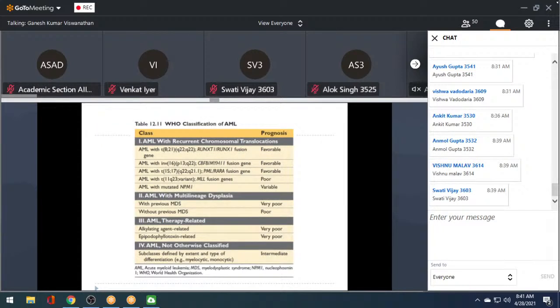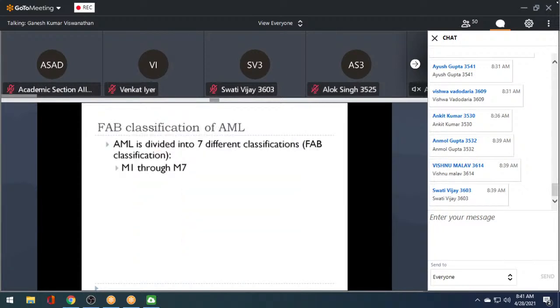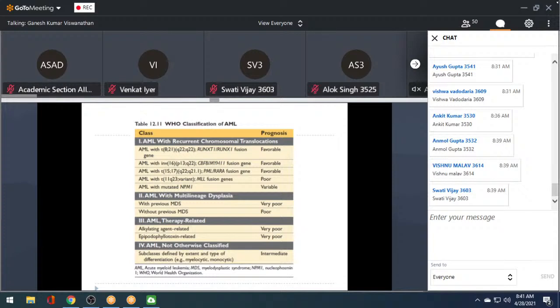So what do M1 to M7 mean? Each indicates a specific type of lineage. We'll come to that in a bit. Also, that system is a little outdated. It does not take into account the modern advances in science.